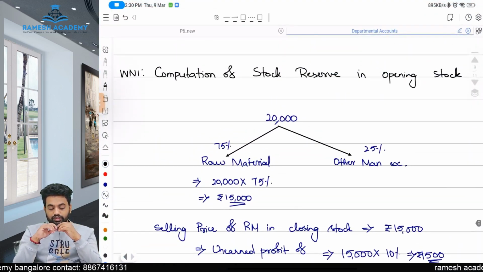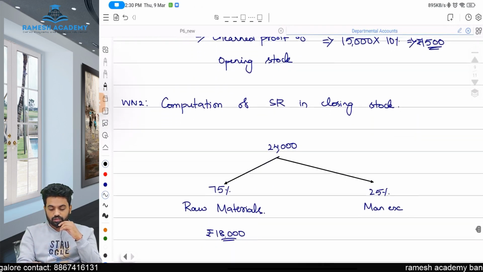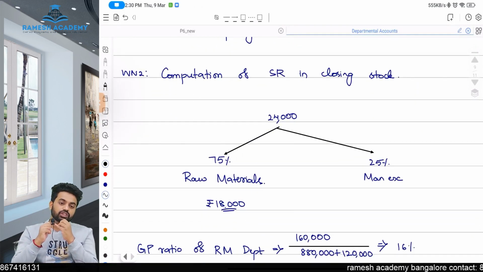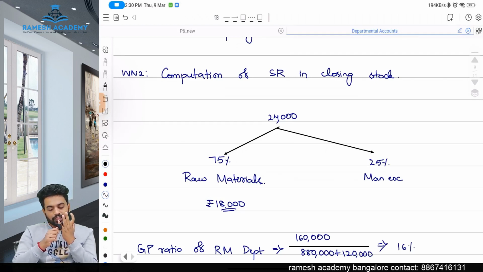18,000, sorry, 18,000, no? 18,000. So out of this 18,000, there was a certain portion of unrealized profit. That, how much, we didn't know. Sir, we can apply 10% directly? No. 10% was of the previous year. This year's we don't know.